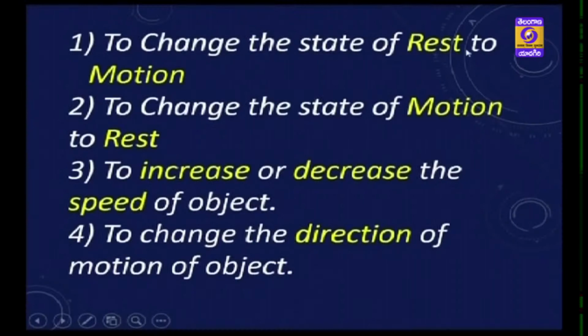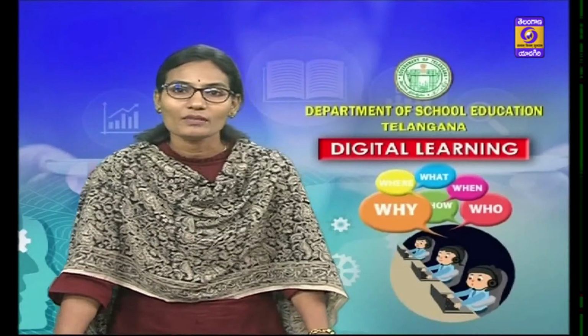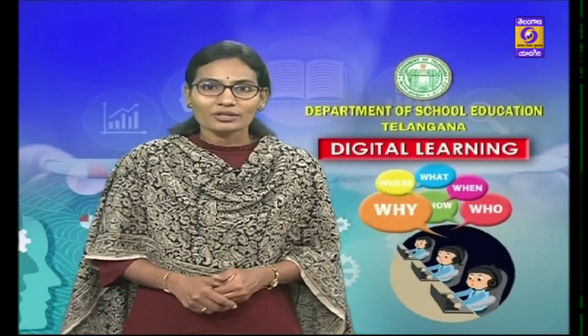To change the state of rest to motion, to change the state of motion to rest, or to increase or decrease the speed of an object, to change the direction of motion of an object. So children, only these are the changes we observed.